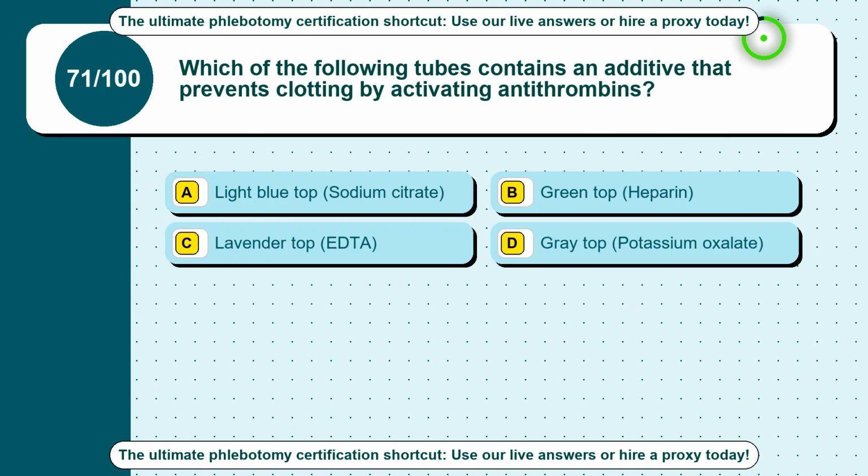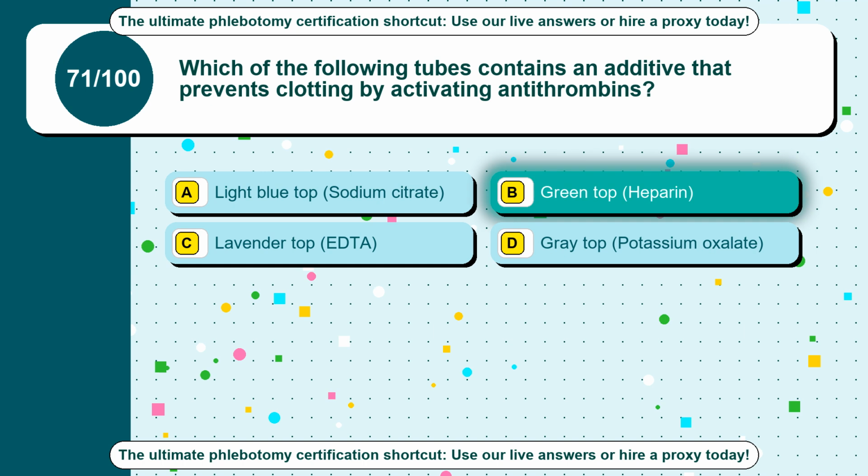Which of the following tubes contains an additive that prevents clotting by activating antithrombins? Option A, light blue top, sodium citrate. Option B, green top, heparin. Option C, lavender top, EDTA. Option D, gray top, potassium oxalate.